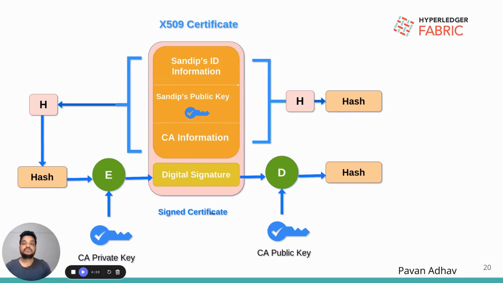Now, what is the procedure to get the certificate? First of all, how does this certificate authority work? Certificate authority is one authority which is used for distributing the certificate. First of all, I will explain how this X509 certificate gets created. You can see on the screen, let's consider I am a user of organization one and I want a certificate. How will I get it?